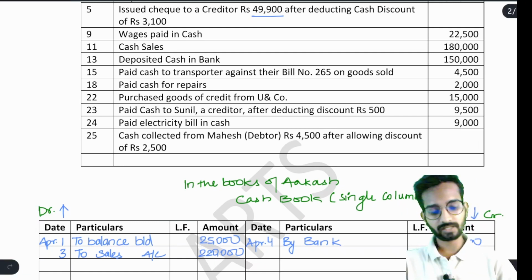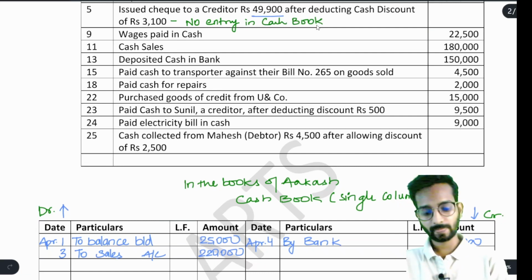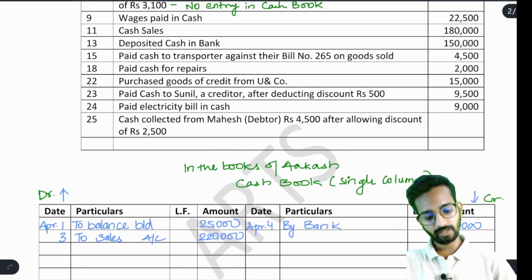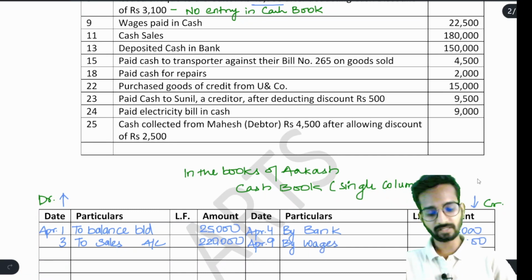Now moving to the next, wages paid in cash 22,500. I am just writing here to remember no entry in cash book. The next is wages paid in cash 22,500. Now if you have paid the wages again on April 9, wages paid by wages 500. Simple, because my cash balance is reducing.